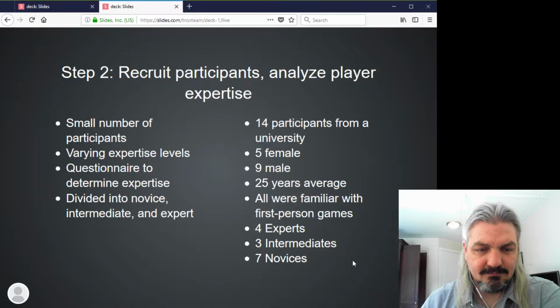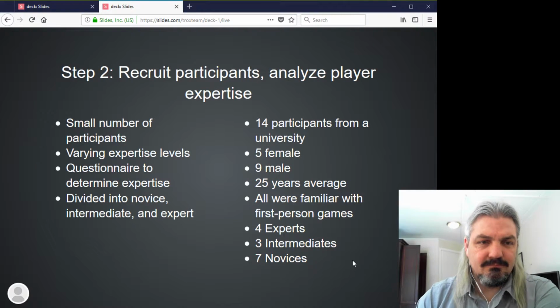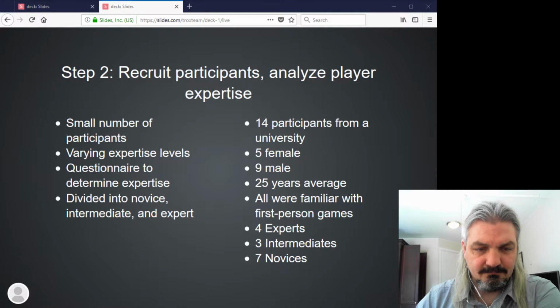You use a questionnaire to determine the expertise of the players. This questionnaire has to be customized for each game you're testing, as expertise will vary greatly depending on what kind of game you're testing. And then you divide the participants into novice, intermediate, and expert categories. Novices might be the most important category because they will give you a good indication of the base learning design of the game.